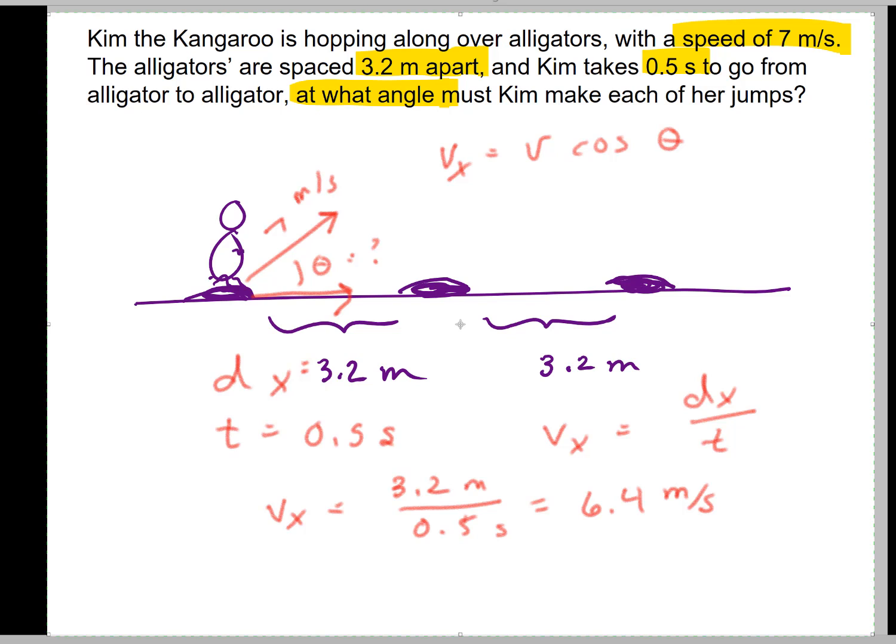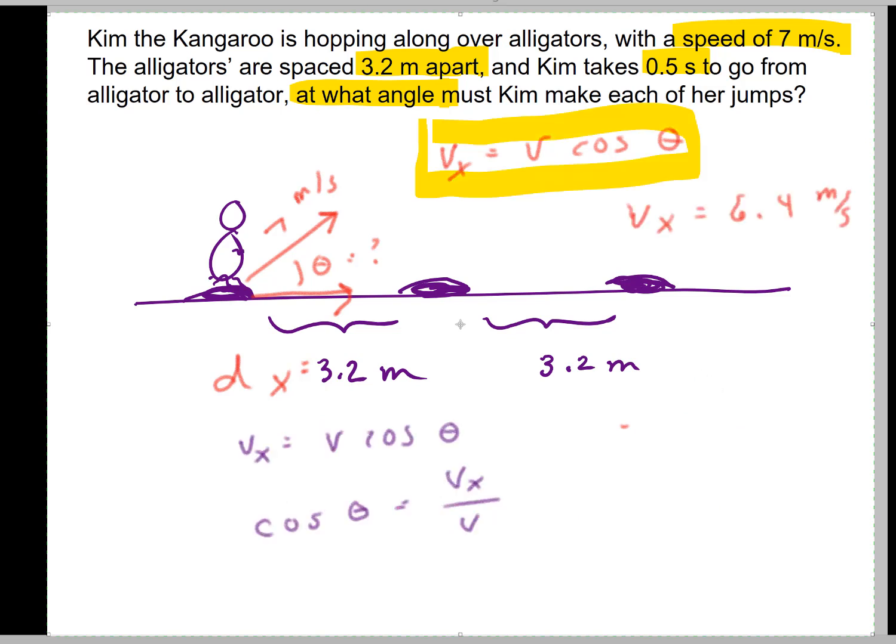I'm going to take this information and put it elsewhere on my diagram and work on the next bit. So I know the cosine of theta is equal to Vx divided by V. So the cosine of theta is 6.4 divided by 7. Remember, 7 is her original velocity going at that vector angle. Okay, cosine theta equals 6.4 over 7. If I take the inverse cosine of the left-hand side, I have to take the inverse cosine of the right-hand side, but that'll give me that theta equals the inverse cosine of 6.4 over 7.